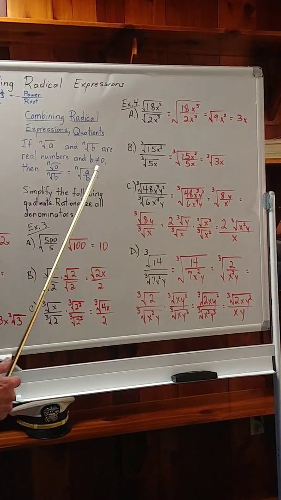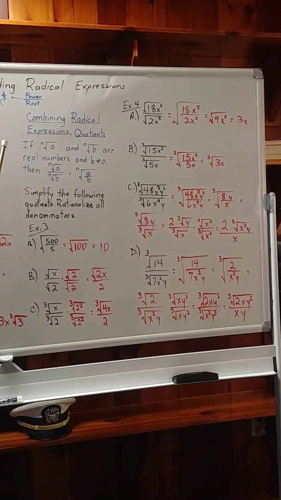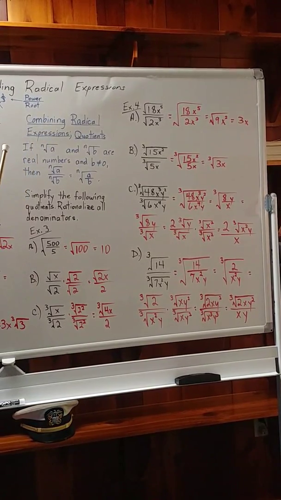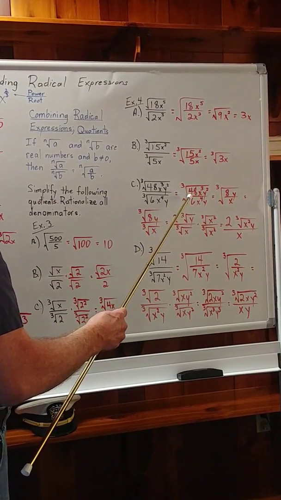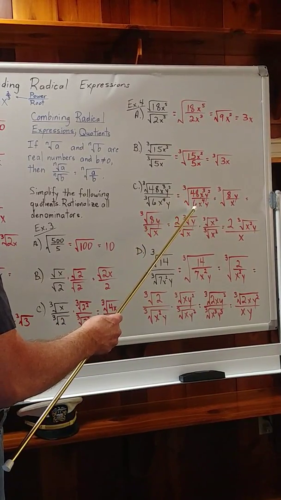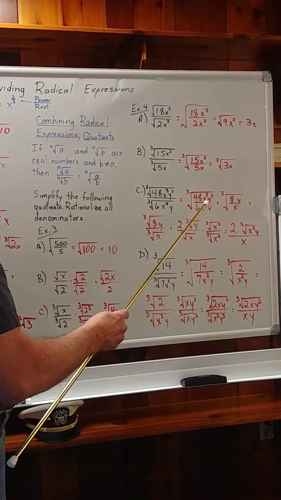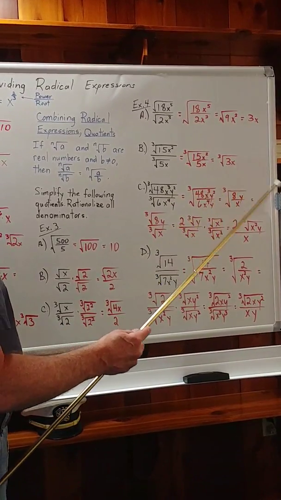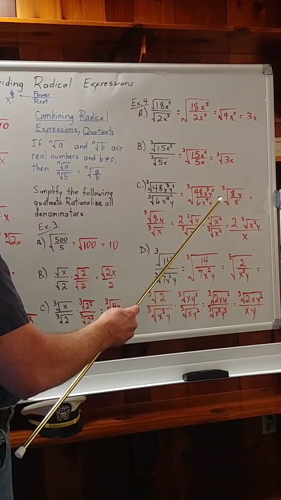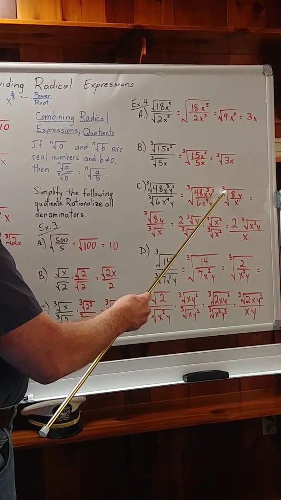C is another one that if we create one fraction under a radical, then we can simplify it. So we have the third root of 48x cubed y squared over 6x to the fourth y. Make sure you have this index. If you leave it off, you're talking square root, and that makes it wrong. We have no square roots in the problem. So this still has a third root.